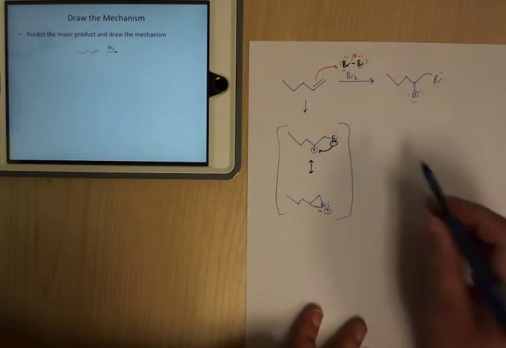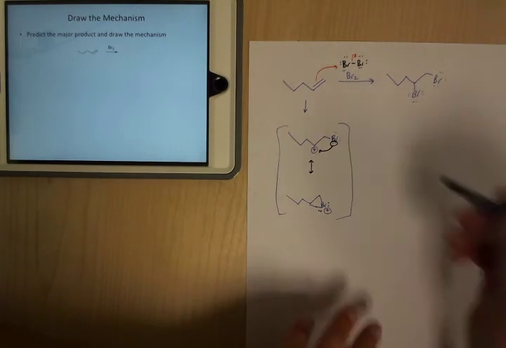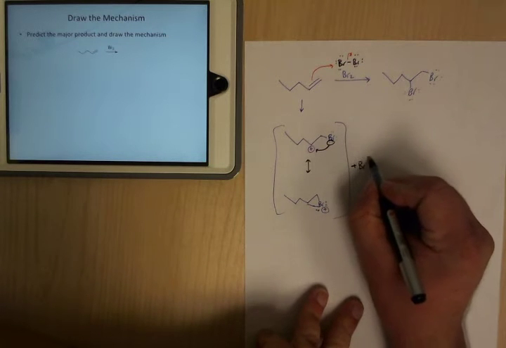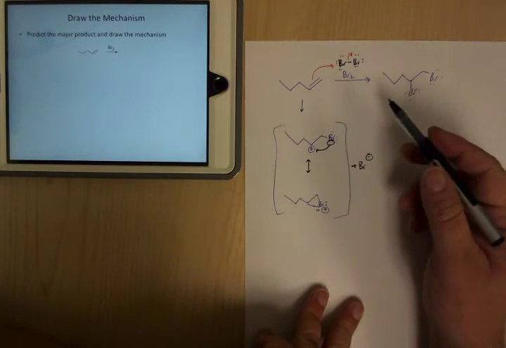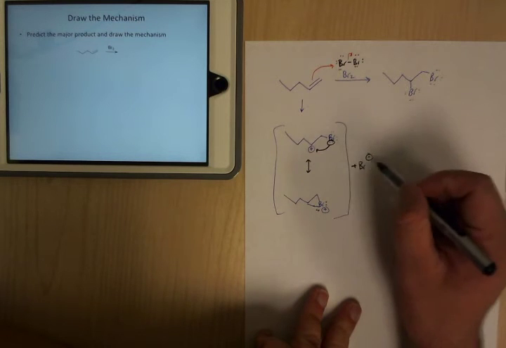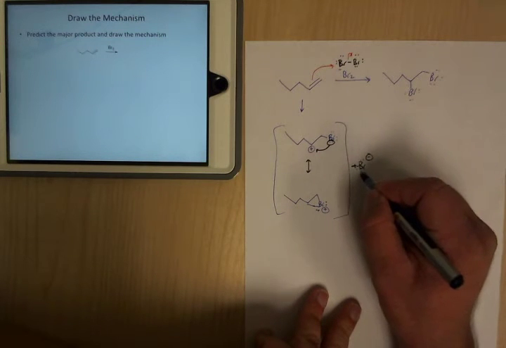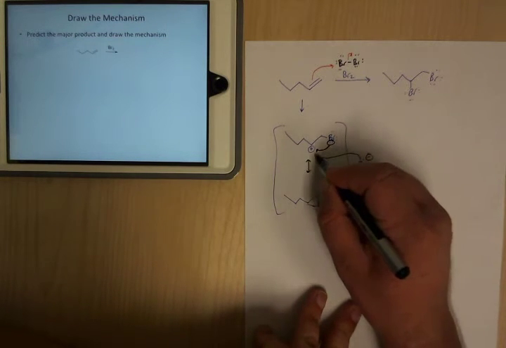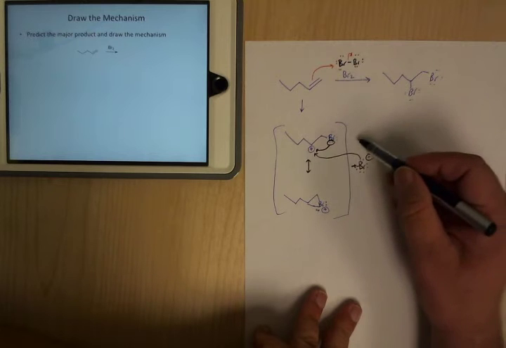Yeah, and don't forget, you also made the plus and the Br minus. Right, but now we don't have water coming in here. So now it's got to wait for the bromine to do its thing. Right, so now that comes in and attacks, and there you go.